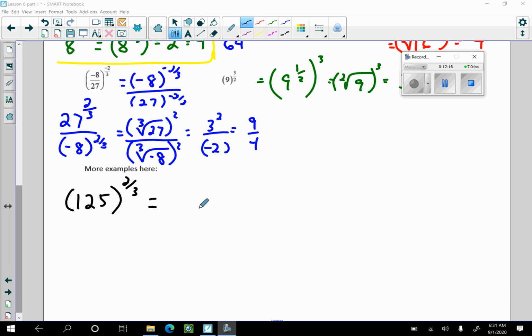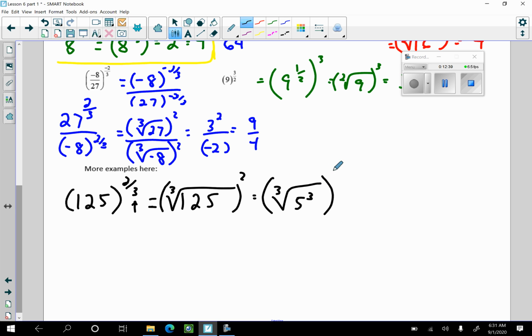So this is going to be the cube root of 125, that's what this guy right here does, squared. Well, the cube root of 125 is going to be the cube root. 125 is 5 cubed, and that thing is going to be squared. 5 times 5 is 25 times 5 is 125. So that's going to be 5 squared, which is equal to 25.